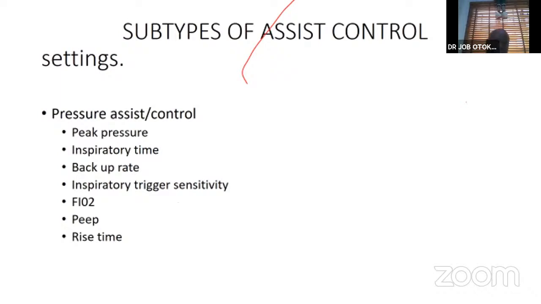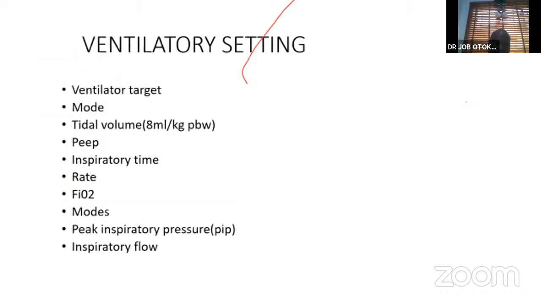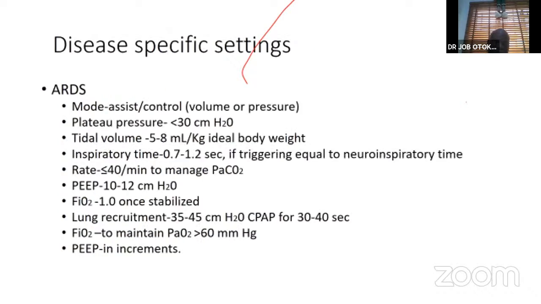For pressure support, these are the kinds of settings you place on the ventilator: the peak pressure, respiratory time, backup rate, respiratory trigger sensitivity, and all that. This is a typical ventilator setting. Talk about pressure regulated and then volume regulated. These are the parameters actually set on the ventilator. For disease-specific ones, like RDS, it is the same ventilation settings. You look at what you preset, and like we said, it can cause harm, so look at the dangers as well.